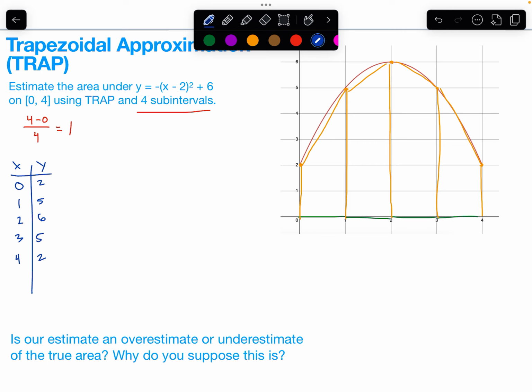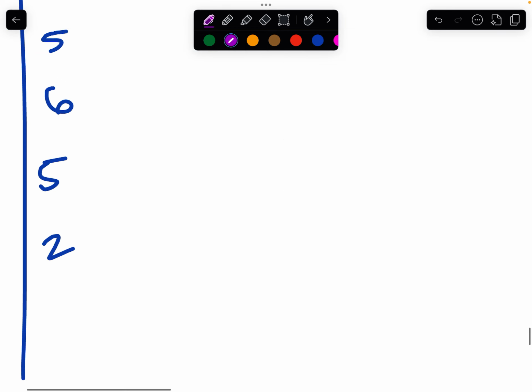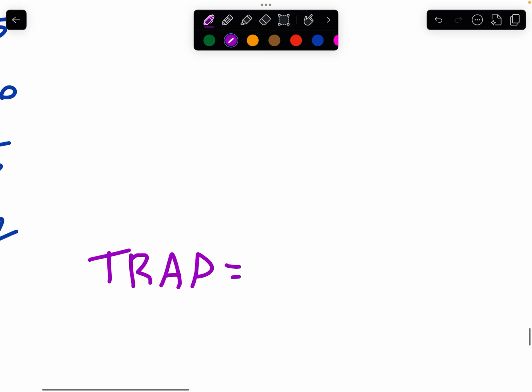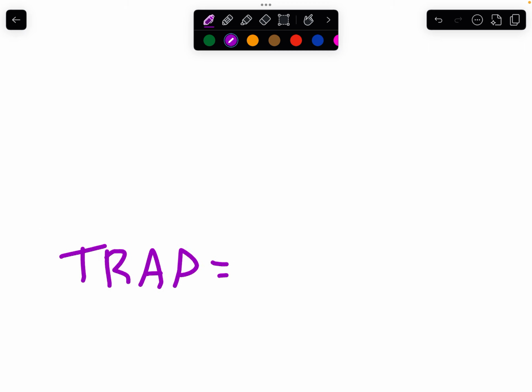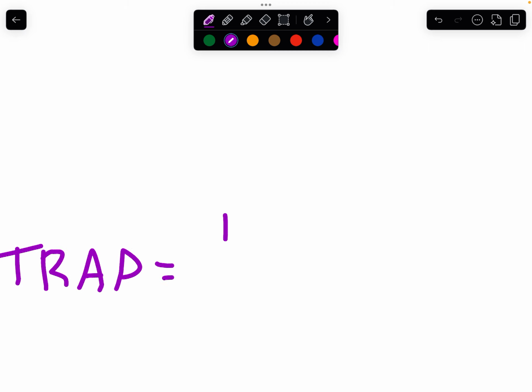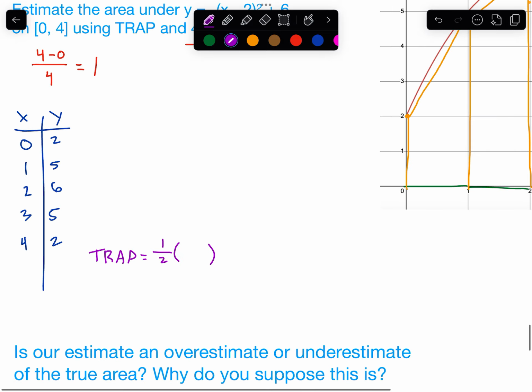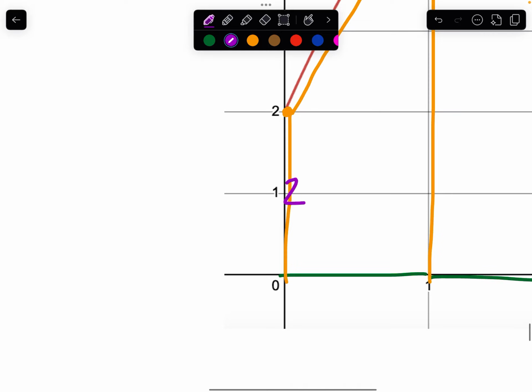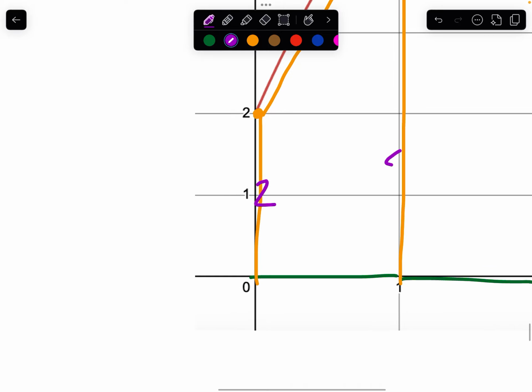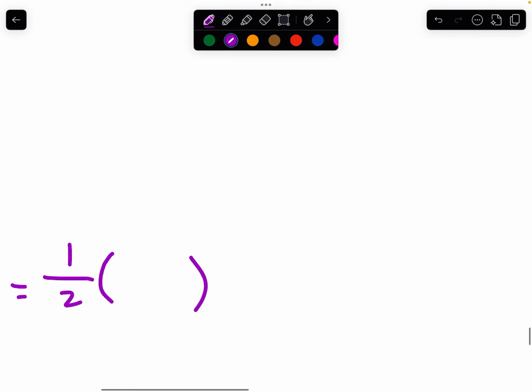So let's lay out our trapezoidal calculation now. I like to use TRAP to approximate this. The area of a trapezoid is found by taking the height, dividing it by 2, and multiplying by the sum of the bases. Well, let's look at our first trapezoid here. This base is 2 units, this base is 5 units, so I would have 2 plus 5 in these parentheses here. That's the area of trapezoid number 1.